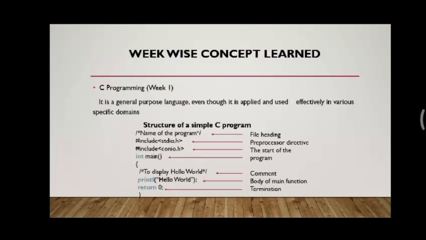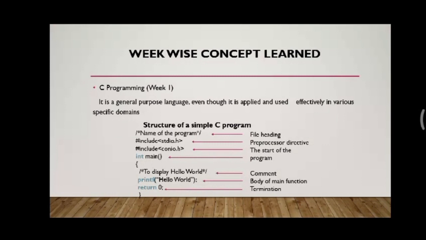So now let's see the C programming, first week. It's a general purpose language even though it is applied and used effectively in various specific domains. Let's see the structure of a simple C program. The first one is a file heading. So we write the file heading and a comment in /* notation or // notation. Then the header files, #include stdio.h and #include conio.h. Stdio means standard input output and conio means console input output.